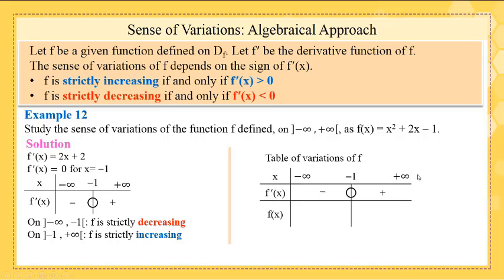Here we have the table of signs of f prime of x, and we will continue the table by using arrows. Since f prime of x is negative, f is strictly decreasing. Since f prime of x is positive, f is strictly increasing. And finally, we will substitute minus 1 for x in the expression of f of x to get minus 2.